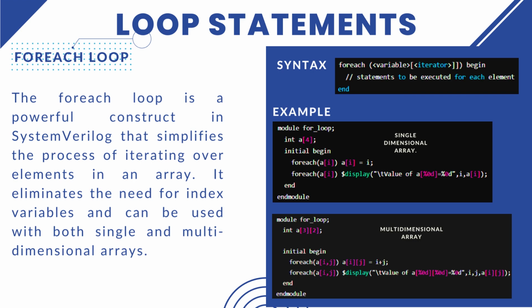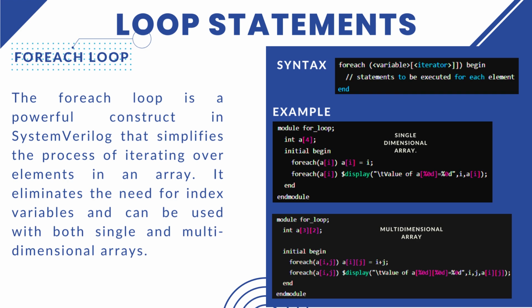We then use another foreach loop to print out the value of each element of the array using the $display SystemVerilog task. When we run the code, we see the output. Value of A[0] is equal to 0. Value of A[1] is equal to 1. Value of A[2] is equal to 2. Value of A[3] is equal to 3.